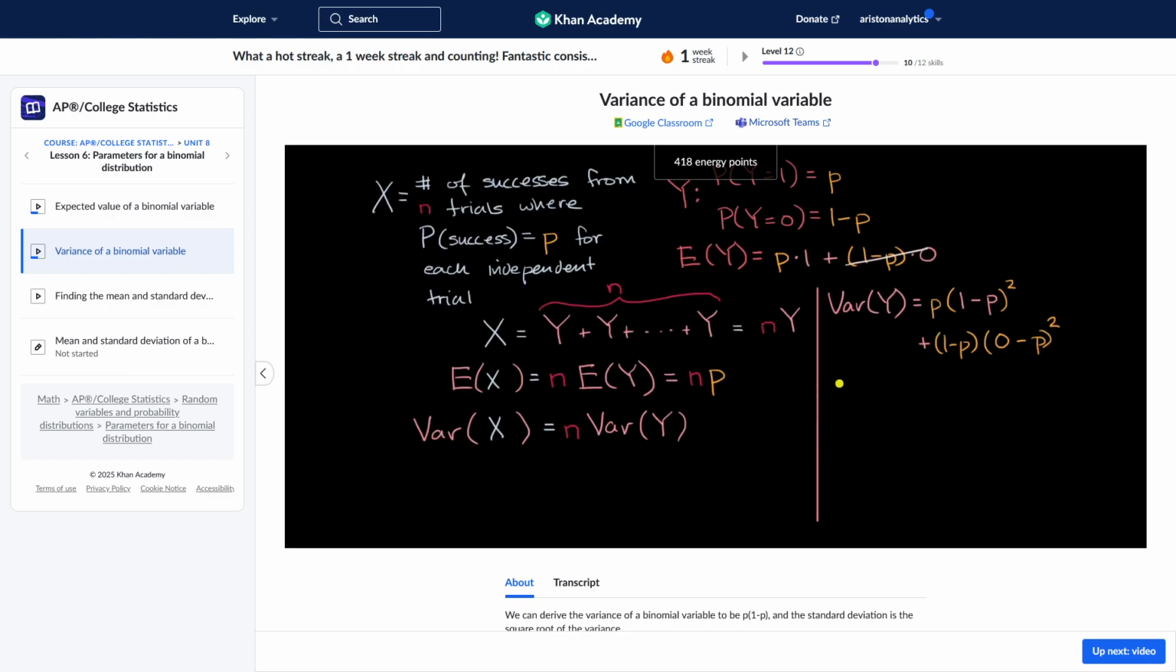So this is all going to be equal to p times 1 minus p squared, plus 1 minus p times p squared. And then this is just going to be p squared times 1 minus p plus p squared times 1 minus p. And let's see, we can factor out a p times 1 minus p. So what is that going to be left with? If we factor out a p times 1 minus p here, we're just going to be left with a 1 minus p. And if we factor out a p times 1 minus p here, we're just going to have a plus p. These two cancel out. This whole thing is just a 1. So you're left with p times 1 minus p, which is indeed the variance for a Bernoulli variable.